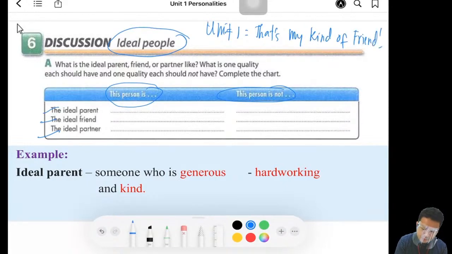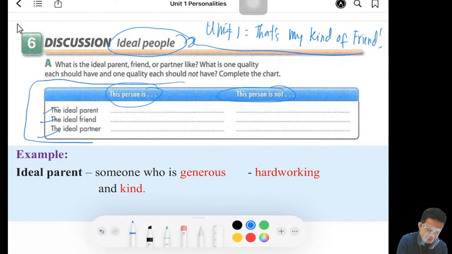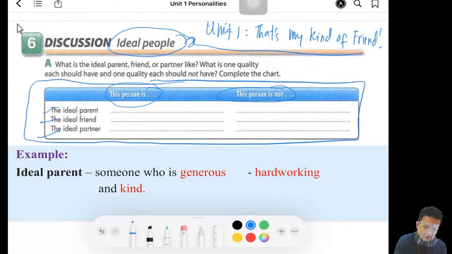And below Unit 1, you're going to copy this one, Ideal People. And then, please copy this box in your notebook. Same structure, this person is, this person is not. Here, you're going to write the positive personalities. And here, you're going to write the negative personalities.